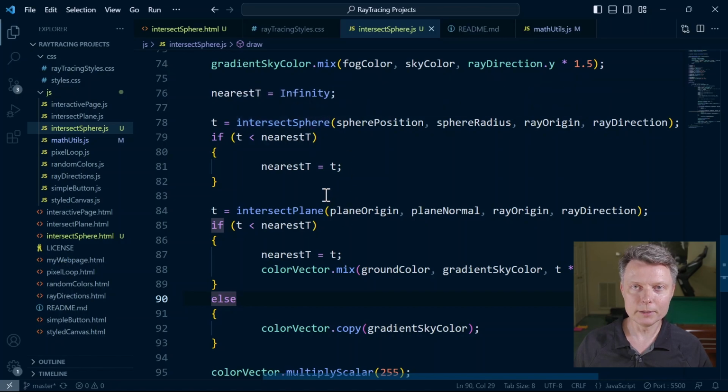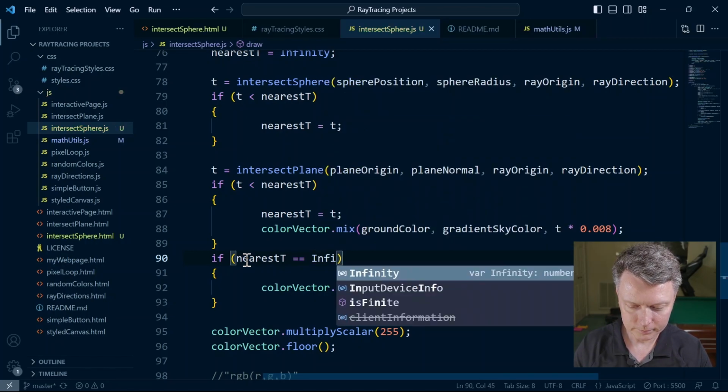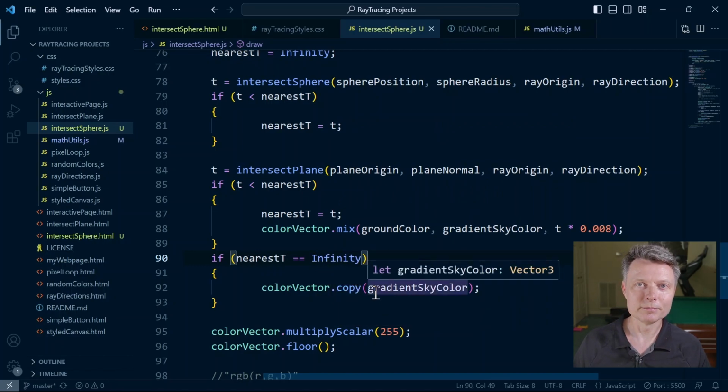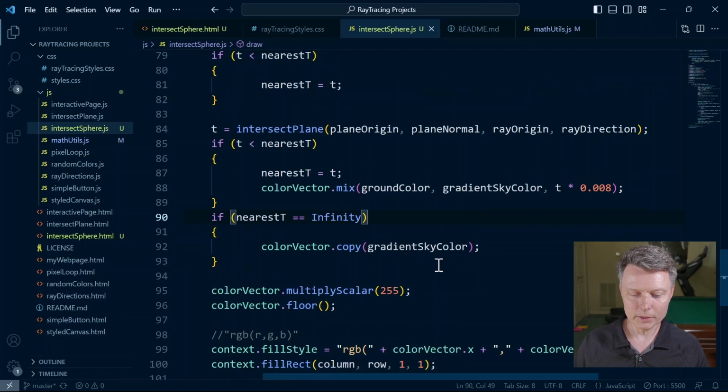So it didn't find any objects that won out over its record. So we can check for that here instead of the else statement. Let's say if nearest t still equals, and remember double equals to check for equality, infinity, then we should draw the sky. So a nearest t of infinity after you've checked all the objects in your scene means that you didn't hit anything and you failed all those checks. And so we should just draw the background of the scene. And in our case, we have a nice blue gradient background. And so we're just going to set the color vector to the gradient sky color.